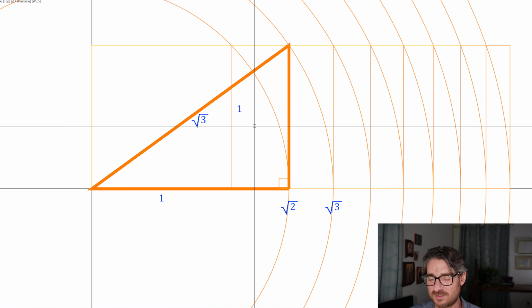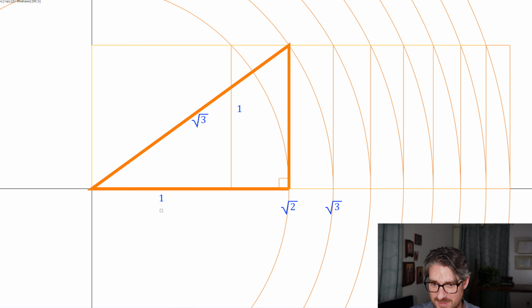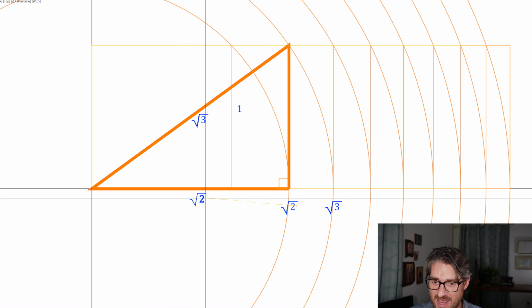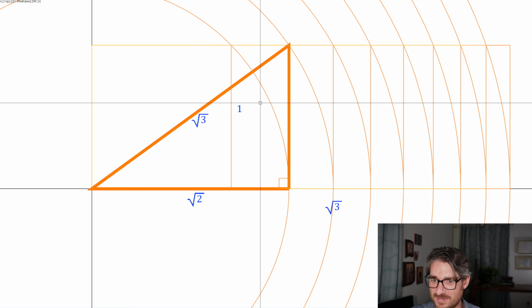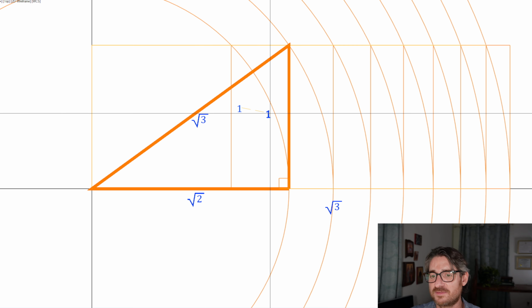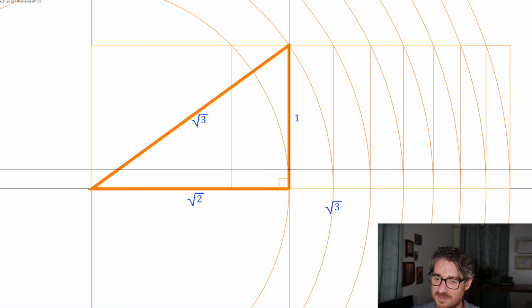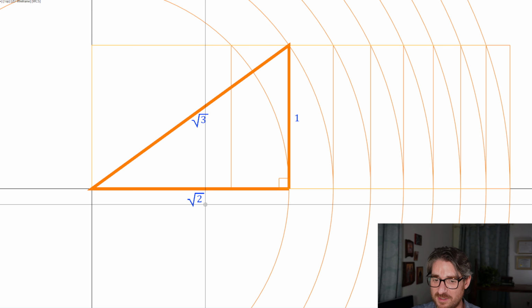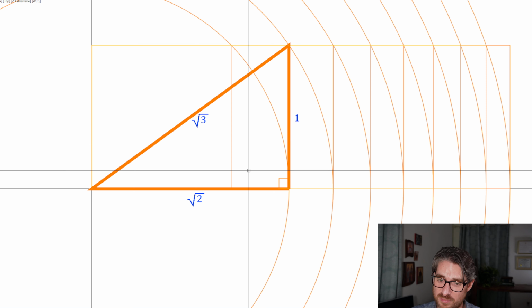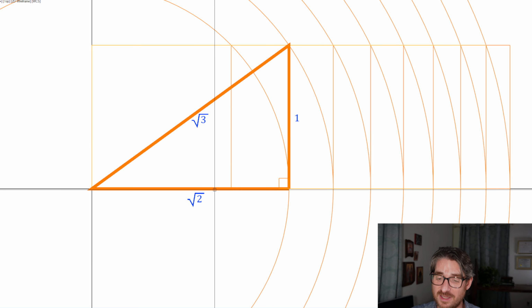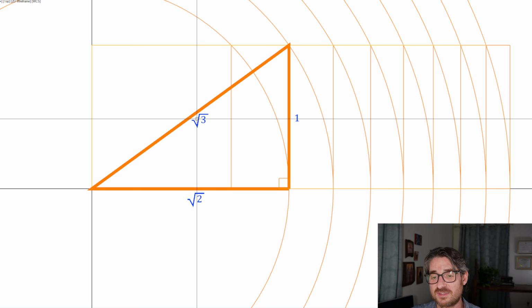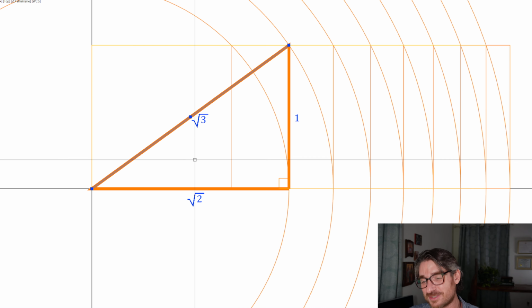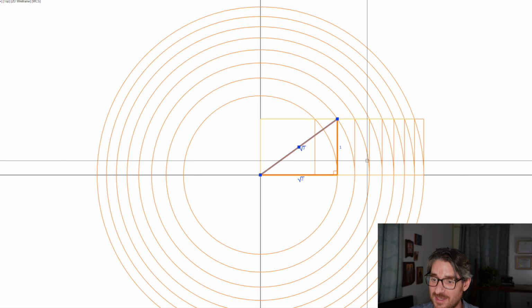Okay. So the length of the bottom leg now is the square root of 2. The height of the leg of this triangle is 1. And we do the same equation. 1 squared plus the square root of 2 squared is 1 plus 2 equals 3, equals c squared. So this is the square root of 3. And this just goes on forever.